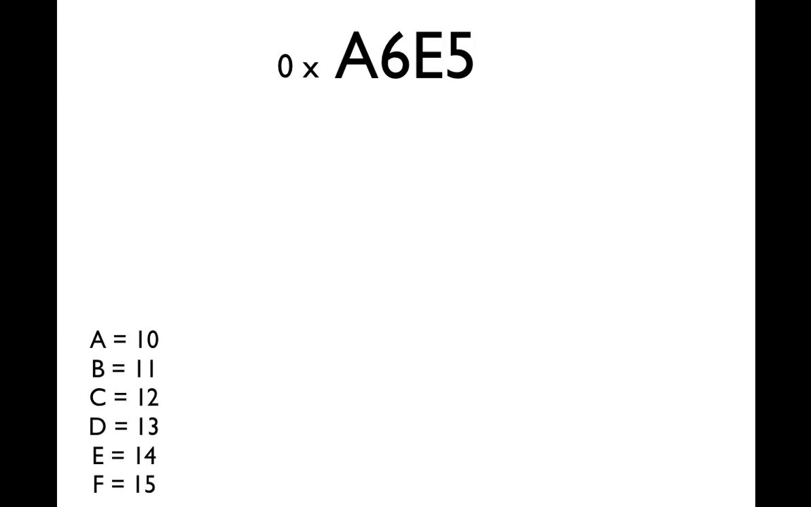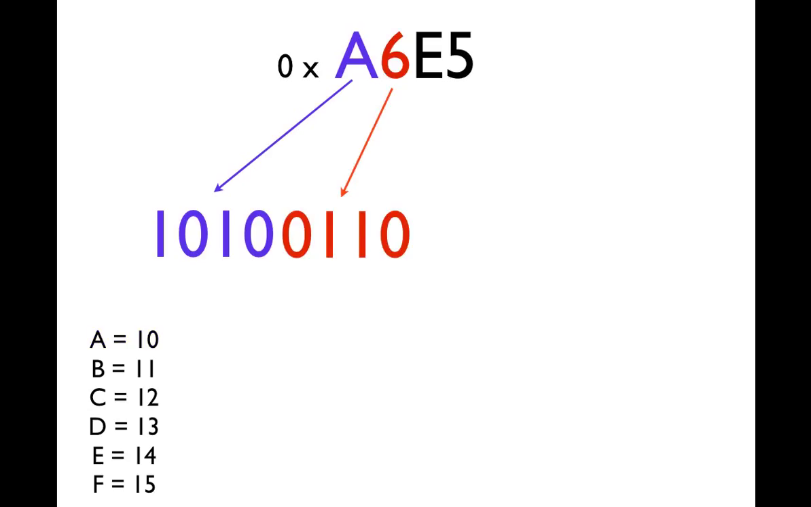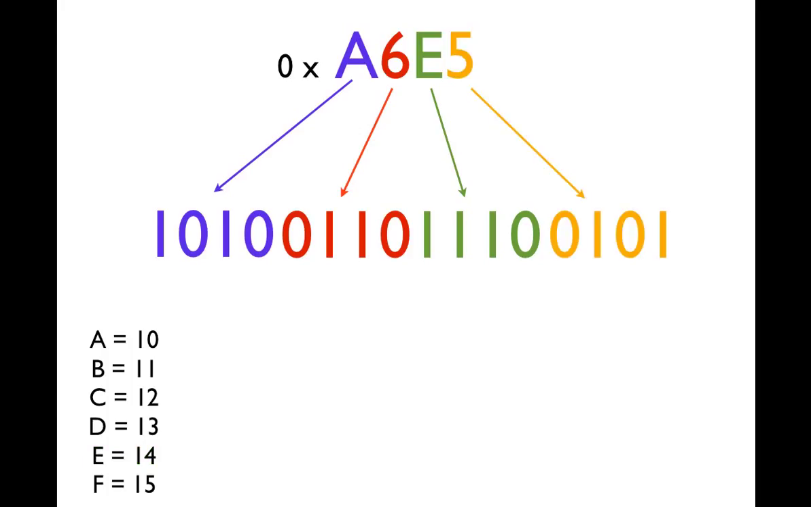The A, looking at the cheat sheet on the bottom left, would represent 1010. The 6 would be 0110. The E, or Echo, would be 1110, and the 5 would be 0101. Therefore, the binary equivalent of 1010011011100101, instead of attempting to read that number as separate binary digits, could be easily condensed to the hexadecimal equivalent of 0xA6E5.